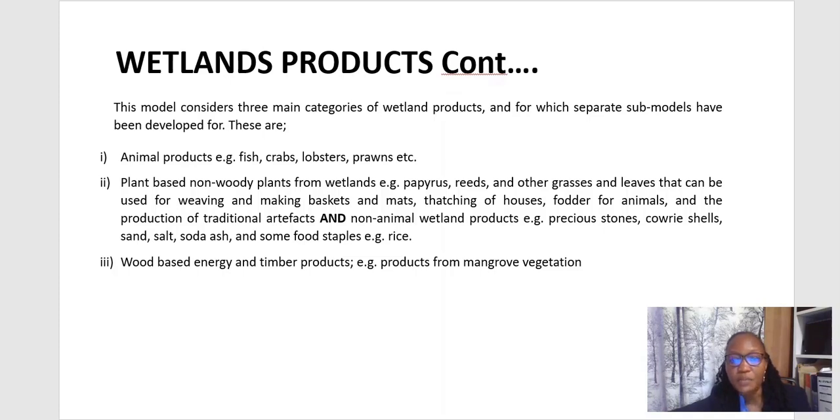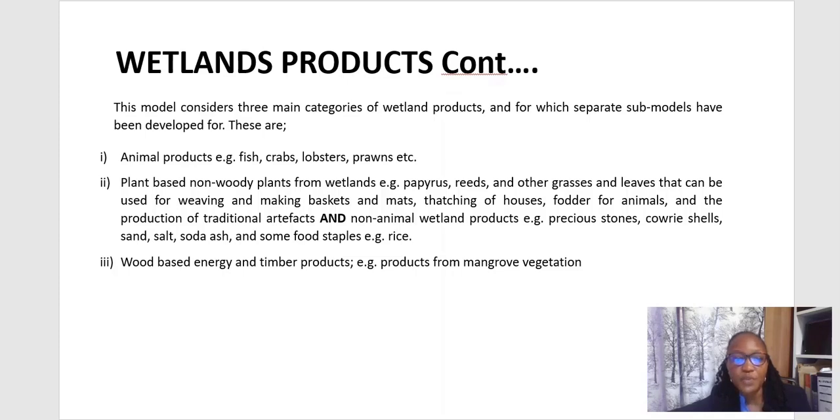We also have non-animal wetland products. These are precious stones, coral shells, sand, salt, soda ash, and some food staples. We have salt in Djibouti. That is one of the countries where we received a hotspot area of degradation that required intervention. We had soda ash, I believe, in Ethiopia, and so on. So each one of the wetlands has something good that can come out of it, and therefore it is important to capture this information and be able to value it.